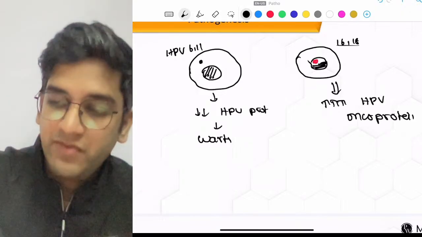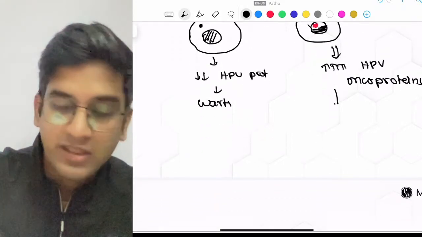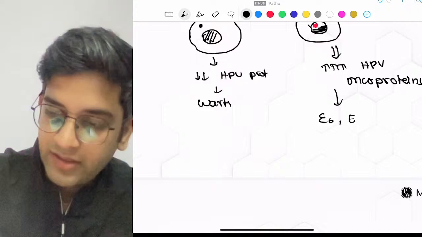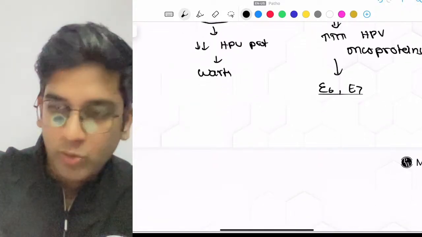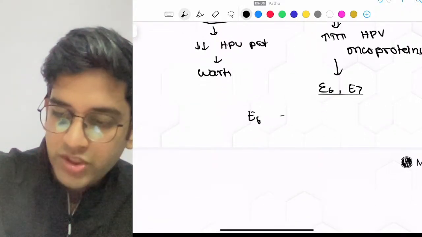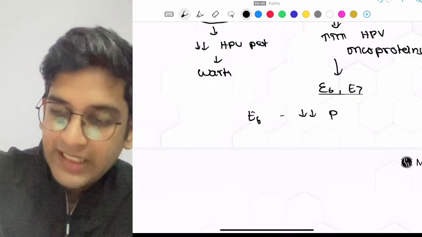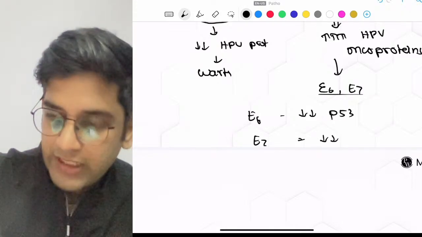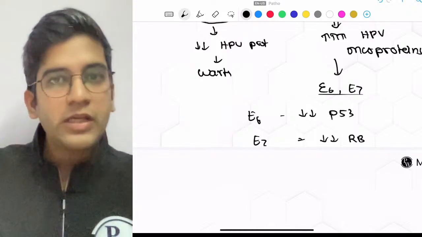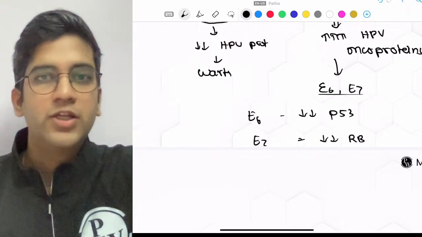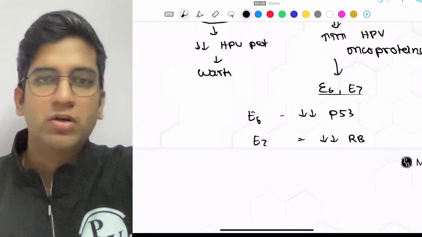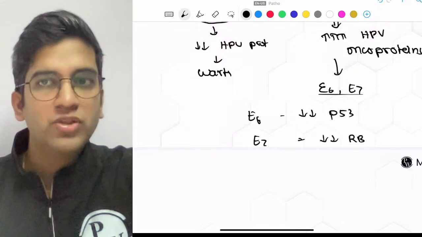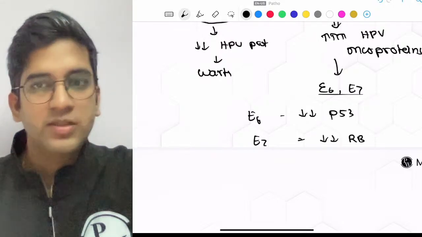I am sure you know the HPV oncoproteins. We must have read them in the cancer neoplasia chapter: E6 and E7. These are the two HPV oncoproteins. E6 reduces or inactivates P53, and E7 reduces or inactivates retinoblastoma. P53 and retinoblastoma, what are they? Tumor suppressor or proto-onco? Both of them are tumor suppressor proteins, right?